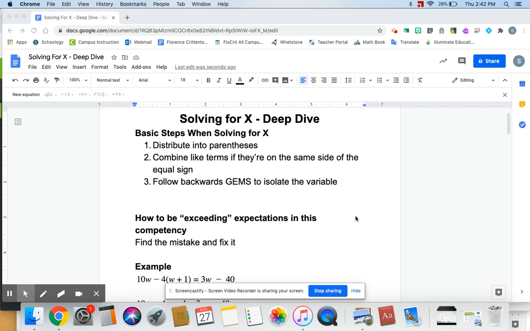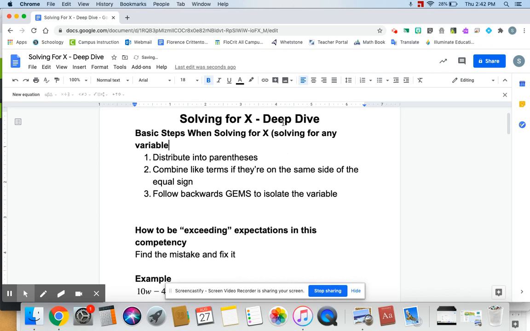So before we begin, in general, there are these basic steps anytime you have to solve for x. And it's not just solving for x, because it doesn't have to just be x. Anytime you have to solve for anything, solving for any variable. Remember, variable just means letter or thing we don't know. So to figure out any variable, these are the steps.